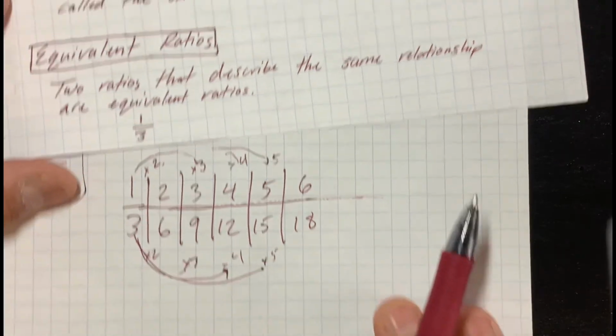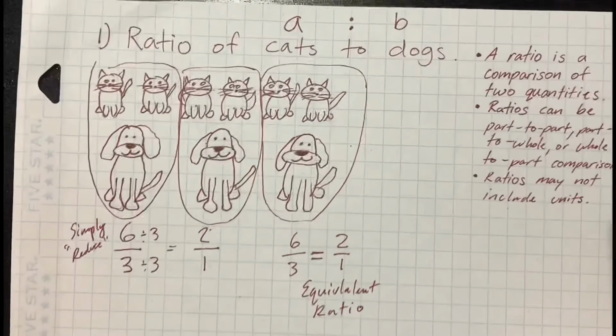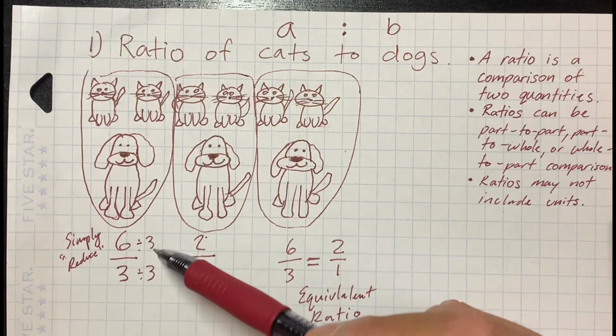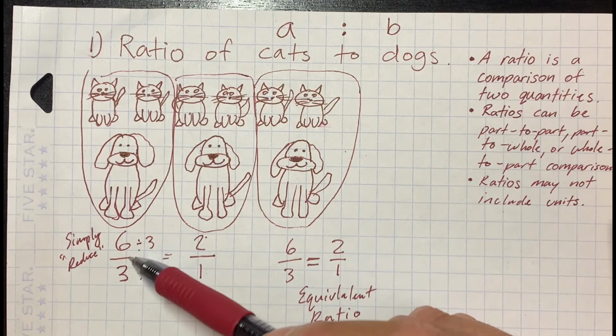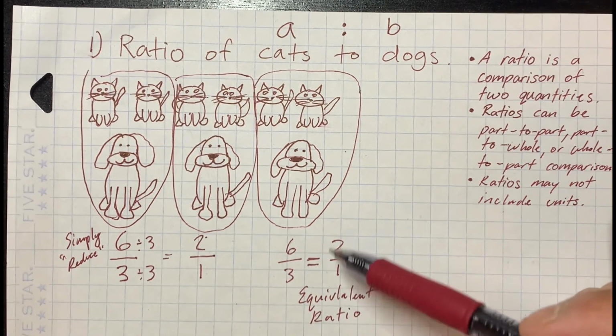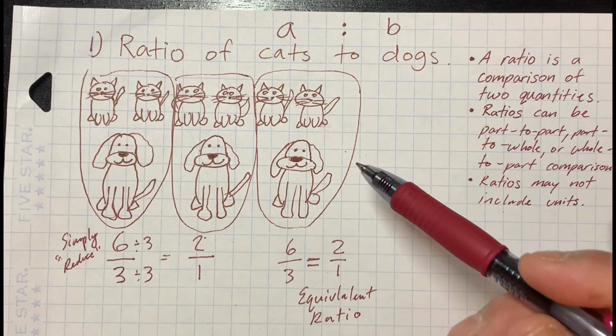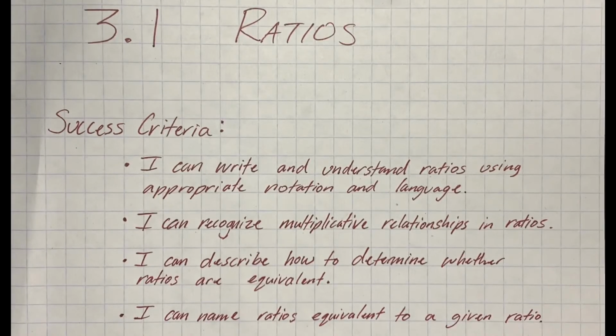Okay, and it's the same thing up here when we divided. Okay, so we divided by the greatest common factor of 3, and we reduced. So these again would be equivalent ratios with multiplicative operations, multiplicative relationships. Okay, well, that's all we have. So that concludes our lesson with 3.1 ratios. Now, your success criteria, by now you should be able to write and understand ratios using the appropriate notation and language, and also to recognize multiplicative relationships in ratios, and to describe how to determine whether ratios are equivalent, and also to name ratio equivalents to a given ratio.